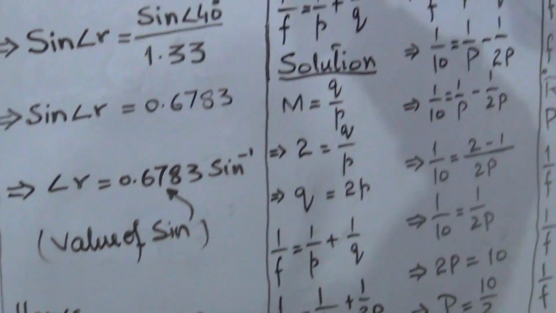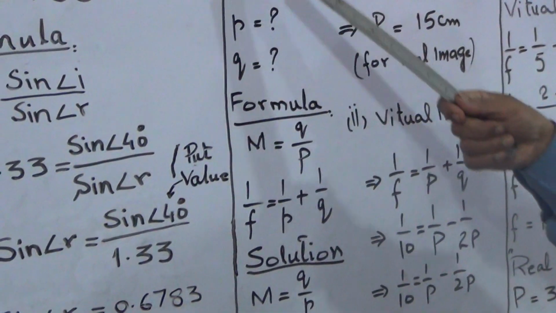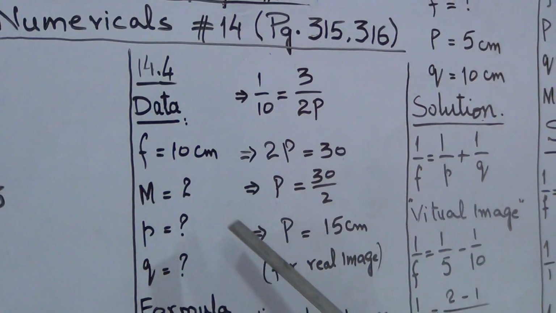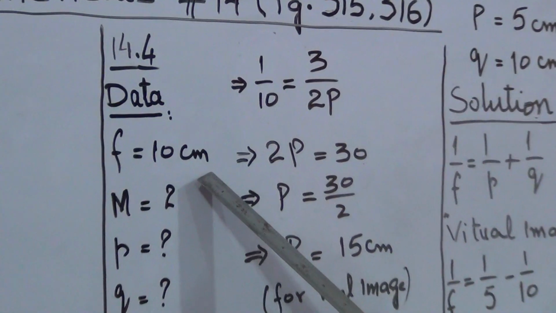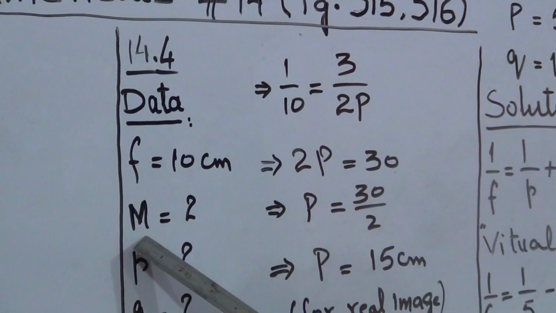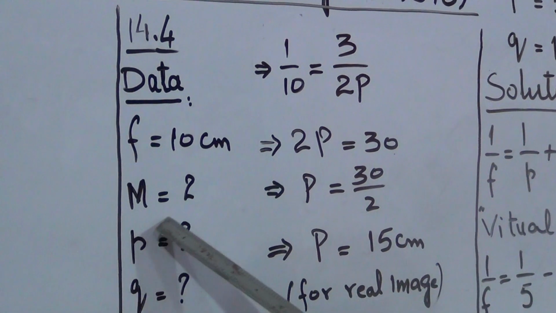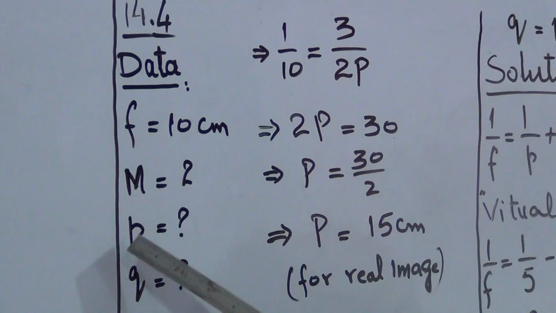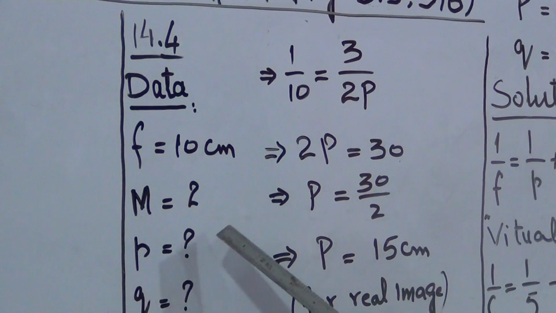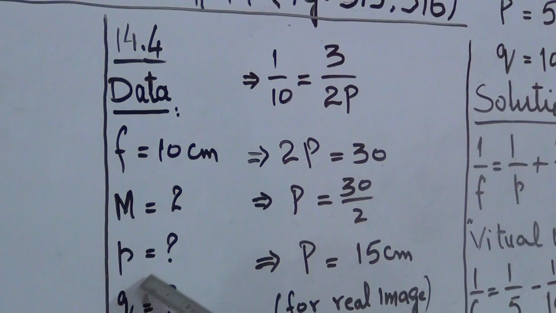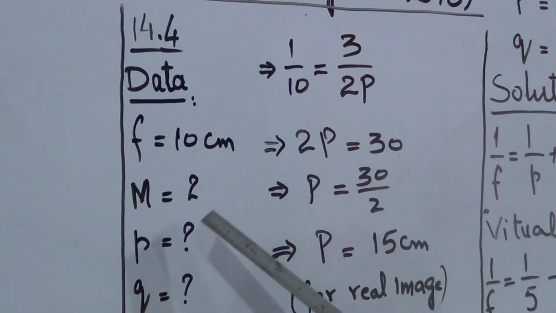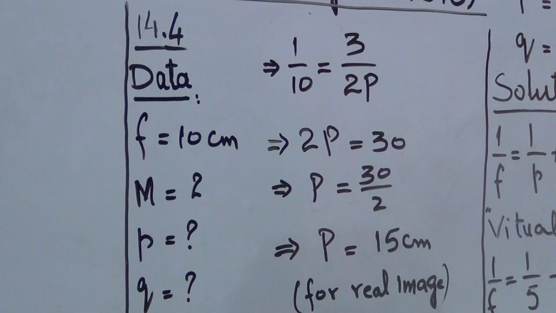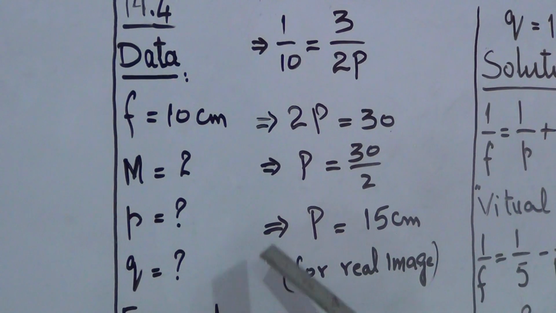Now numerical number 14.4. f is equal to 10 centimeter, meaning focal length is equal to 10 centimeter. Magnification of the image is 2, and you have to find out the position of the object, that is, where you have placed the object in front of the convex lens, and q is what you have to find out.